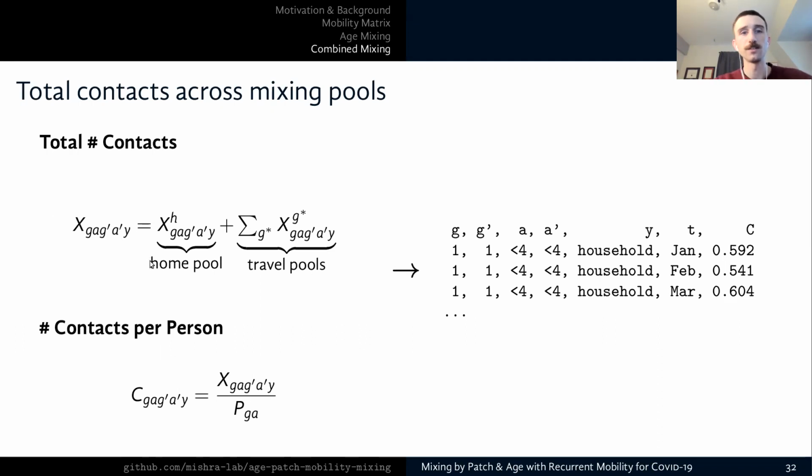Then the last easy step is that if we want to obtain the number of contacts formed per person, we can just divide by the population size for that patch and age group. And that gives us this C, G A, G prime, A prime, Y that we ultimately were interested in and set out to estimate. And so that is the main contribution of this mixing implementation and how we've integrated both this mobility data and the age mixing matrices from Polymod.